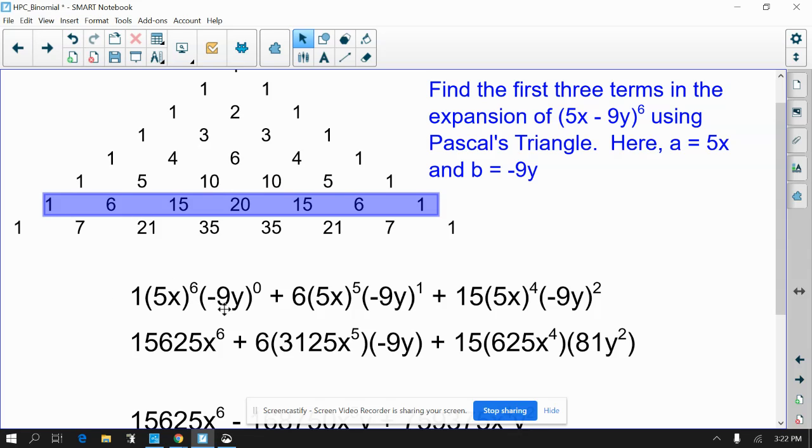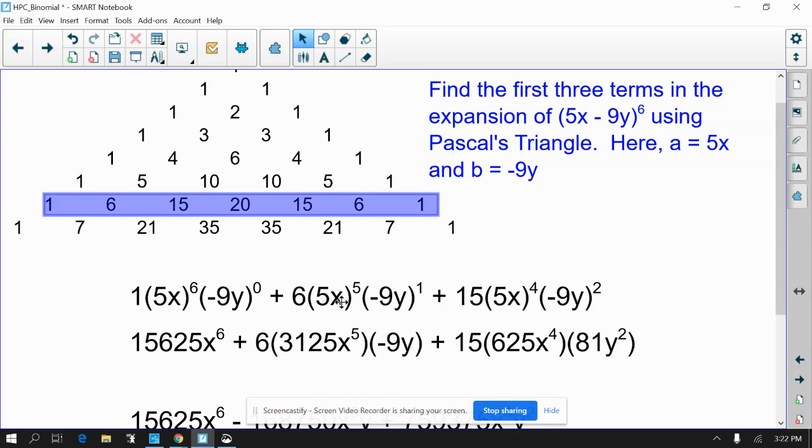Now, can you evaluate correctly? Well, negative 9y to the 0 is just 1. So 5x to the 6th. X to the 6th, everyone gets that. But not everyone gets this. The 5 is also being raised to the 6th. That's why it's in the parentheses.